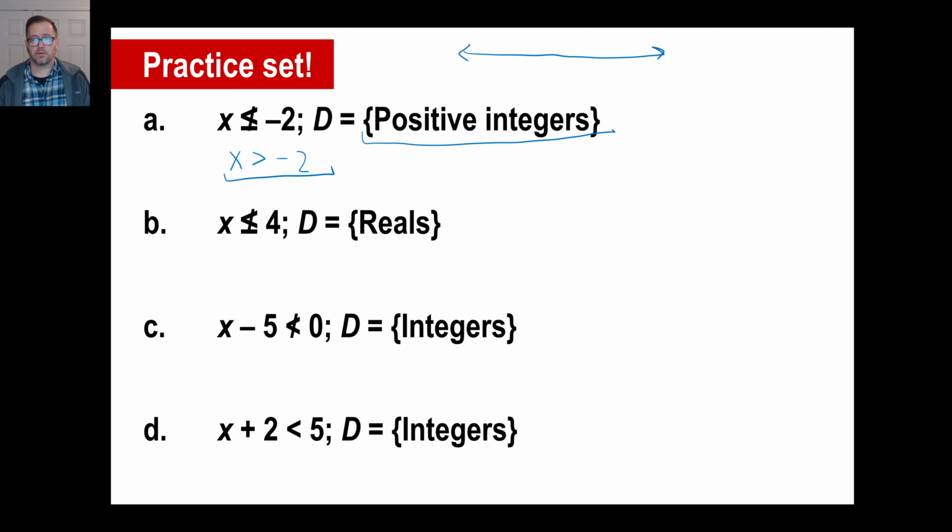1, right? Okay. If you wanted to, you could write the negative 2 over here and, whatever. But you could just also, if you wanted to, just write 1, 2, 3, that kind of thing. And then just put little dots there. And again, the reason you're doing that is because we are only allowed to use integers. That's called the domain. Okay, pause, try B.